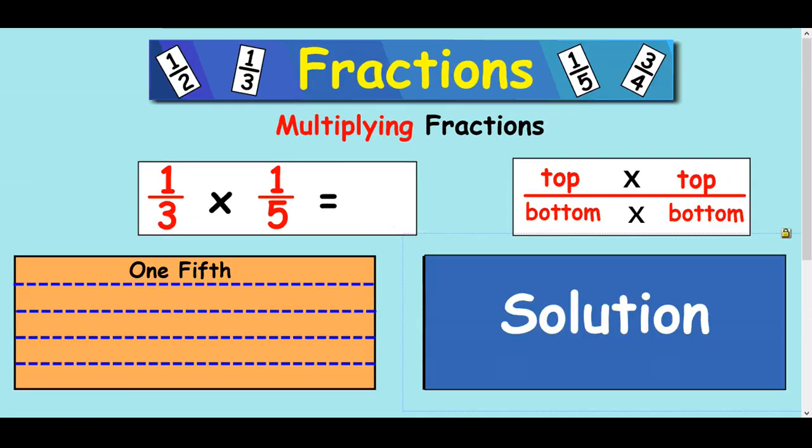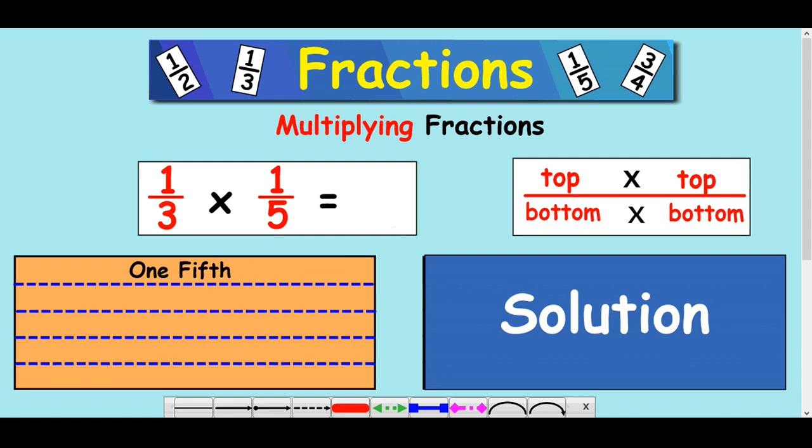Right, let's look at a few more picture ideas of this. So here, I've got a browny, beigey rectangle again. I've split it into fifths. Fifths are equal size parts, 5 of them. 1, 2, 3, 4, 5. And the question is, what's a third of a fifth, or a third times a fifth?